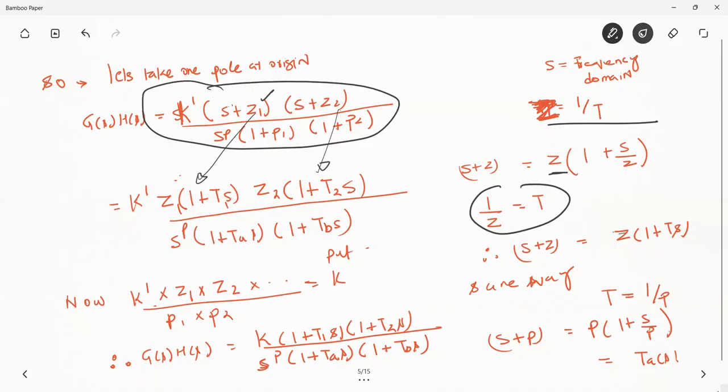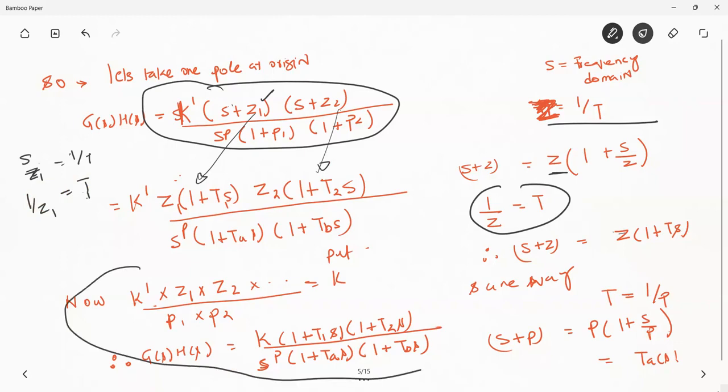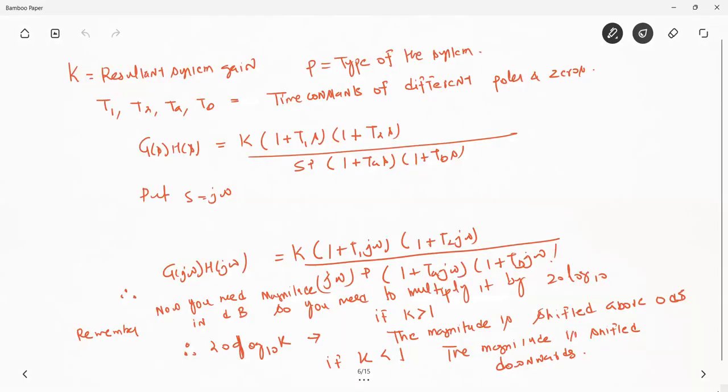When I divide this by Z1, it becomes S by Z1, right? So 1 by Z1 is T1. Same way, I can replace this function. If I do this math, I get this in this particular form. This is called the time constant form of the Bode plot. Now, a very important thing that you need to understand here is the reverse plot, like they will give you the plot and they will ask you to draw the transfer function. That is very important here.